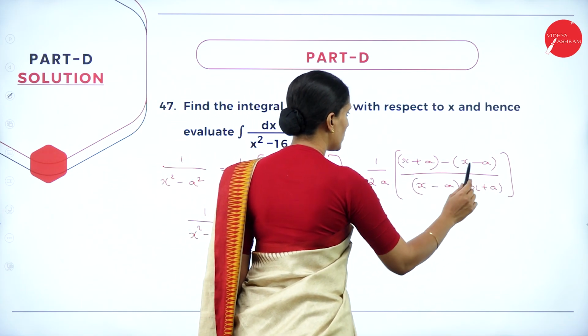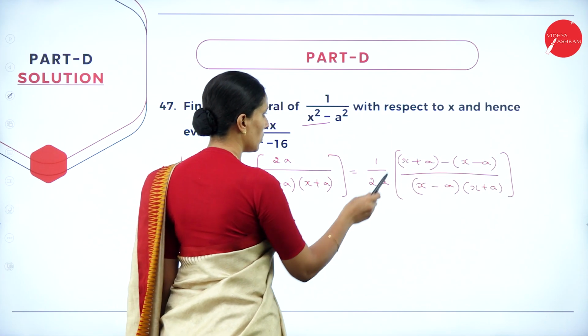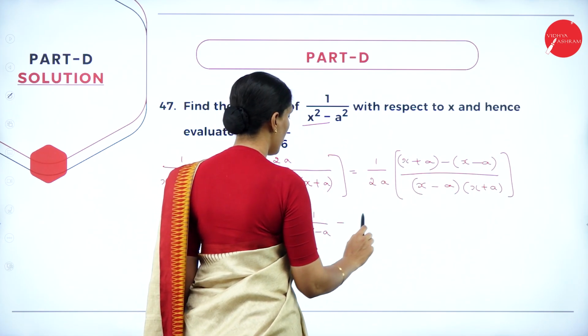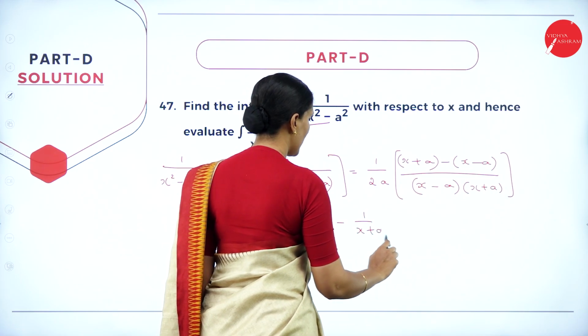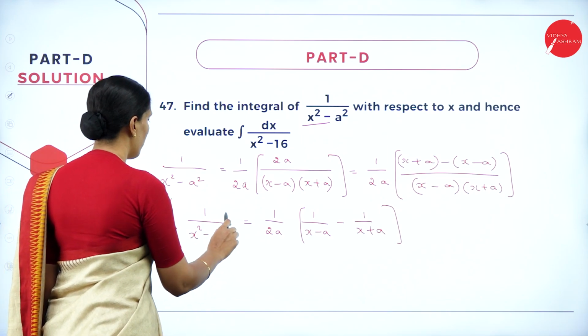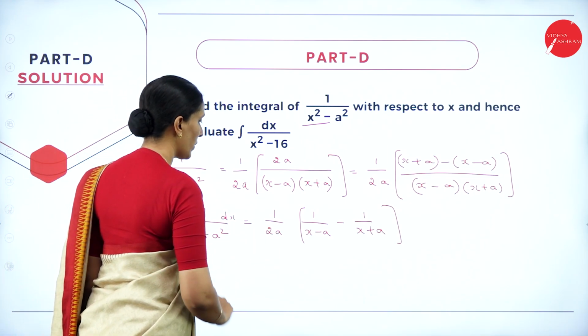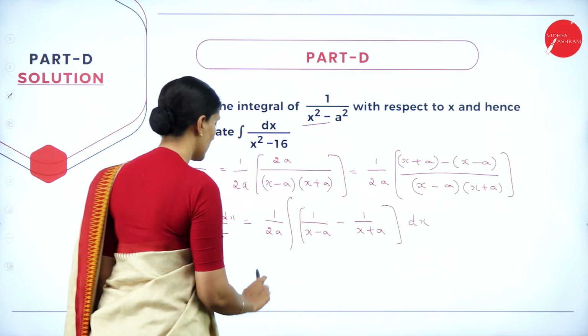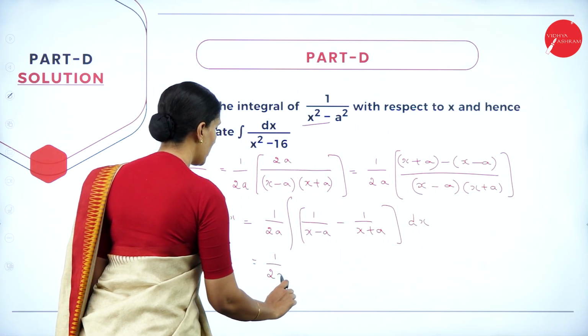Now I'll divide these two terms by the denominator. So x plus a cancels, and we'll get 1 by x minus a minus 1 by x plus a. Next, I'll apply the integral on both sides with respect to dx. 1 by 2a is a constant. So I'm applying the integral with respect to dx. So here we have 1 divided by 2a.